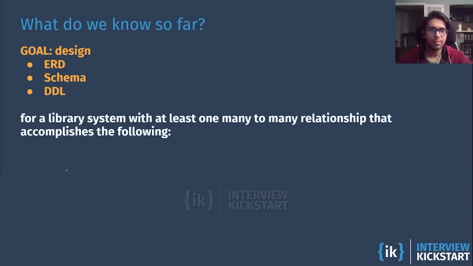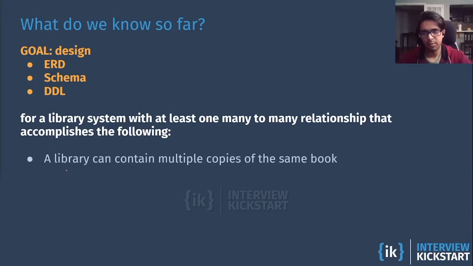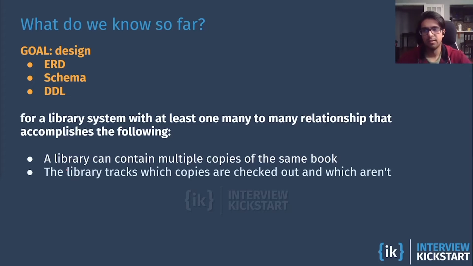And it's for a library system, and it has one many-to-many relationship, and it accomplishes a couple things. All these points we've gotten from the way we broke down the SQL question. So the library can contain multiple copies of the same book. That's from that first SQL question. Tracks which copies are checked out and which aren't.